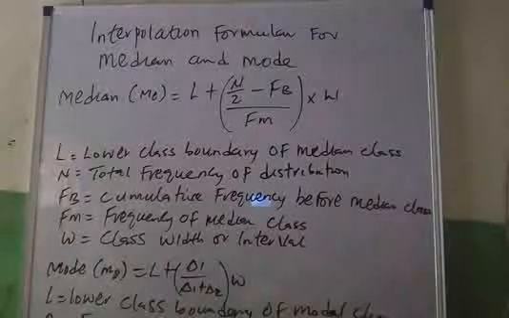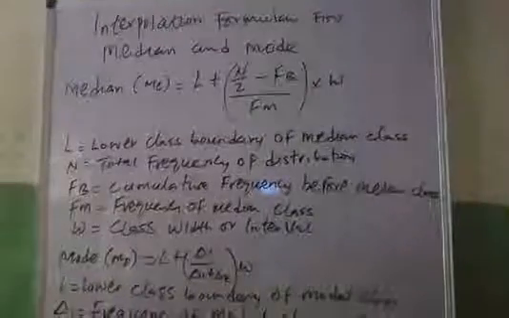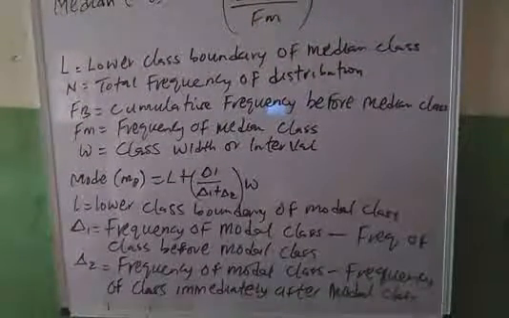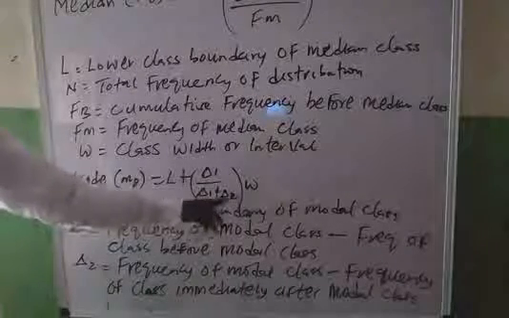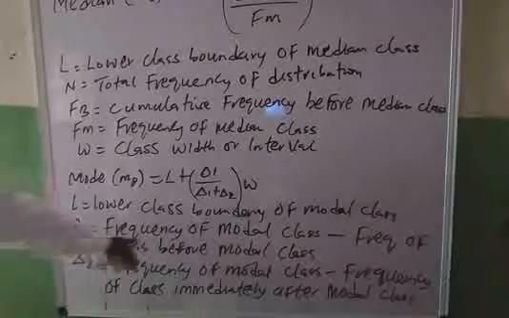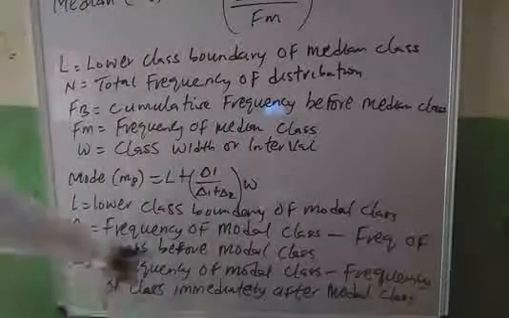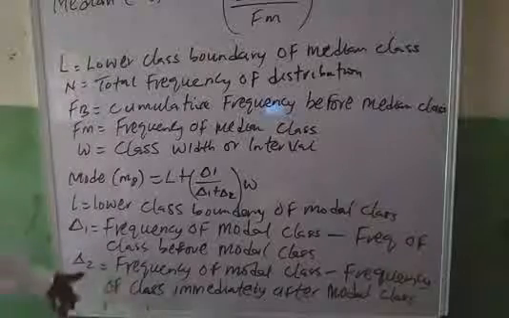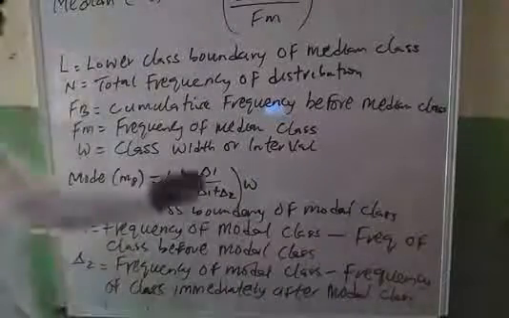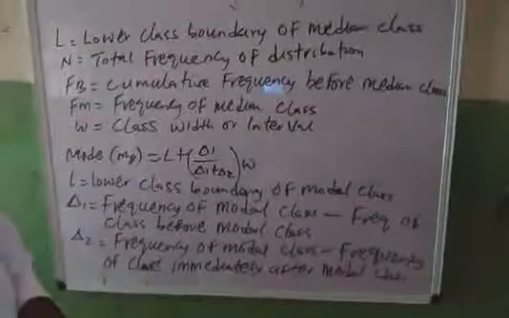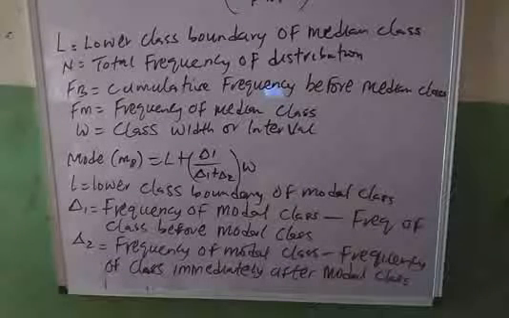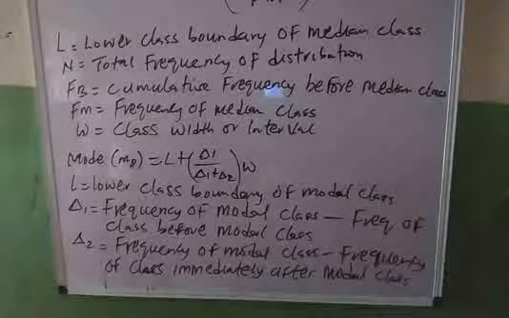Then we have the mode. The formula for mode is given as L plus delta 1 over (delta 1 plus delta 2) times W. W there is the class width. Delta 1 is the frequency of the modal class minus the frequency of the class before the modal class. Delta 2 is the frequency of the modal class minus the frequency of the class after the modal class. And W is definitely your class width. So this is the interpolation formula. We'll quickly take an example on that.